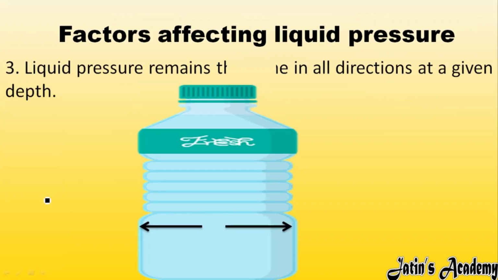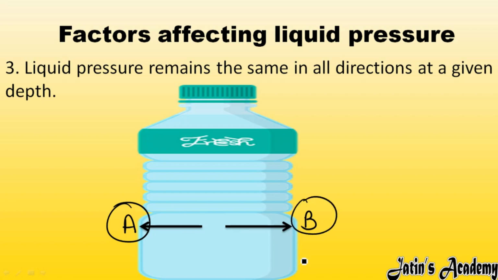Next, liquid pressure remains the same in all directions at a given depth. For example, if we have a container in which water is contained, and you take these two points A and B, the same amount of liquid pressure is exerted at A and B. It means at the same level, the same liquid pressure is there. It is not that at point A there is more liquid pressure and at B less. No. At the same depth, there is the same liquid pressure.